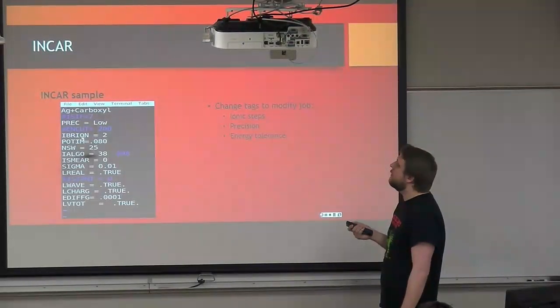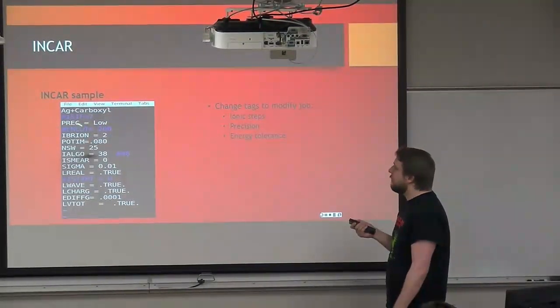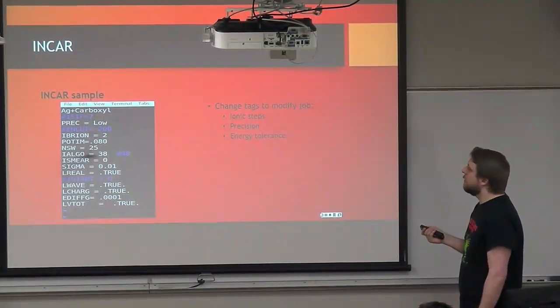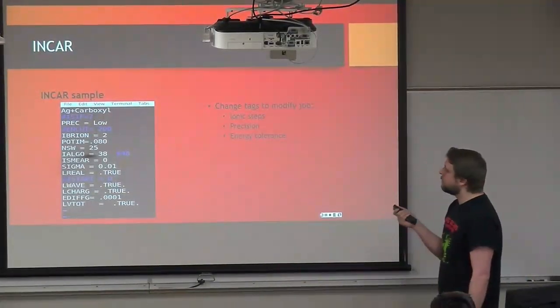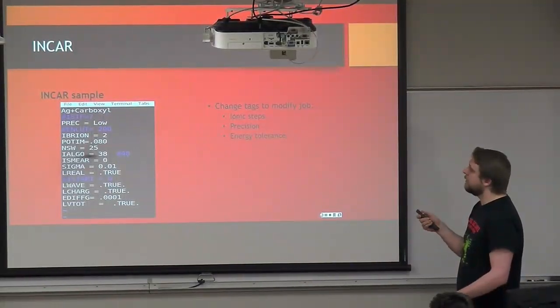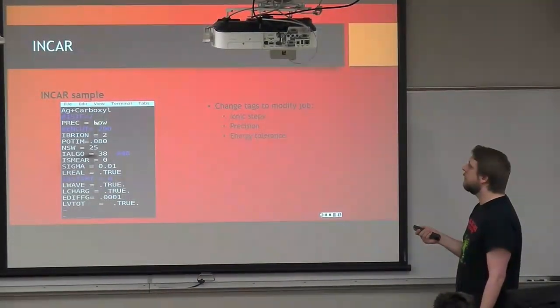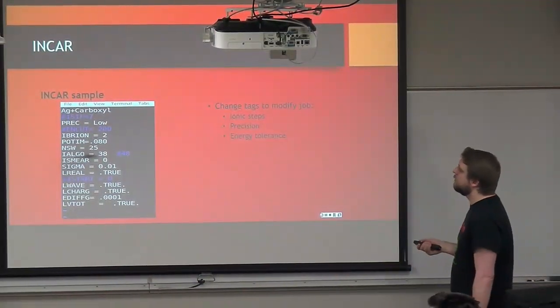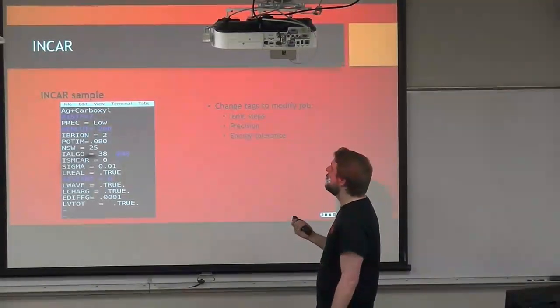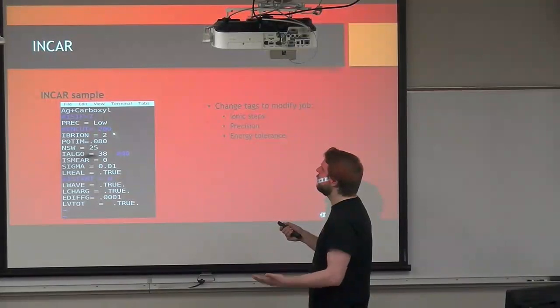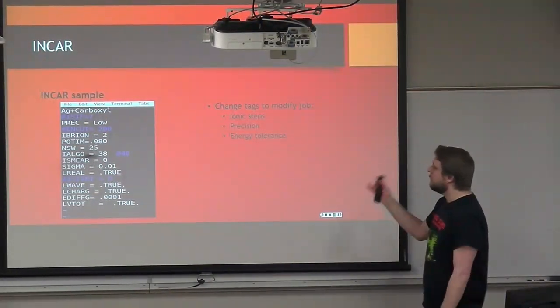Precision, that's fairly obvious. It tells you something about how precise your calculations are going to be. Specifically, since VASP uses plane waves, precision will kind of specify the cutoff energy that the plane waves have. So low is going to be some low cutoff energy. The higher precision you go, the more energy values are going to be included, and the more precise your calculation will be. That's also reflected in ENCUT. You can explicitly set a value in electron volts that you want to cut off afterwards.